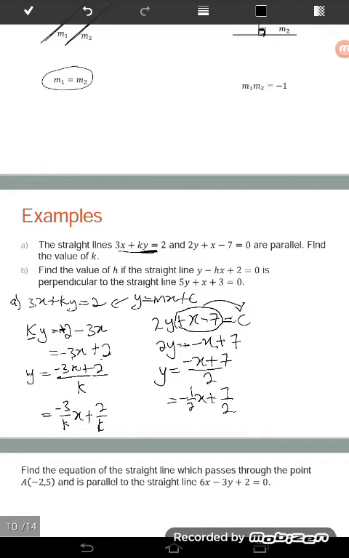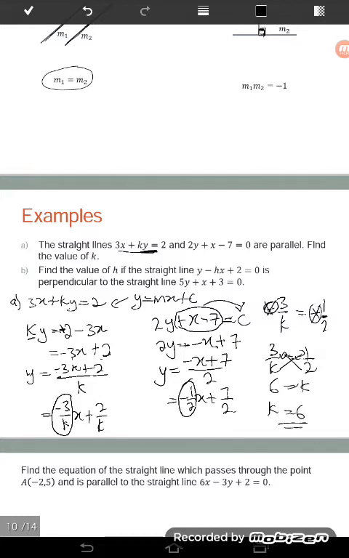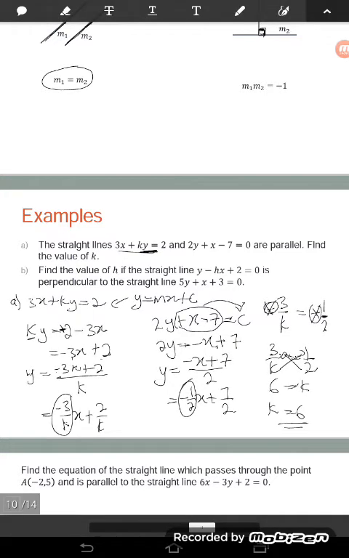Okay, so since the first line and the second line are parallel, therefore the gradient must be same. Kecerunan dia mesti sama. So we have here -3/k = -1/2. Both sides we have negative, so we can remove this. Therefore we have 3/k = 1/2, and then cross multiplication, 2 times 3 is 6, 1 times k is k. So therefore we have k = 6. Okay, next b.